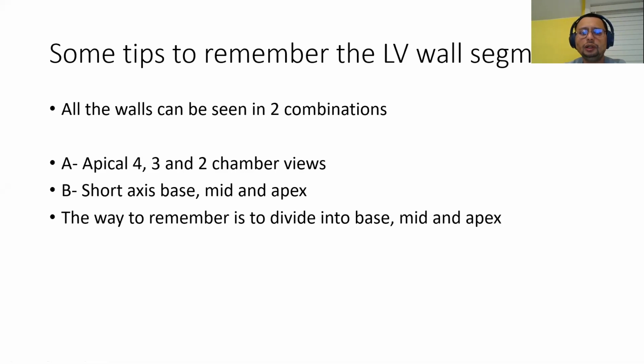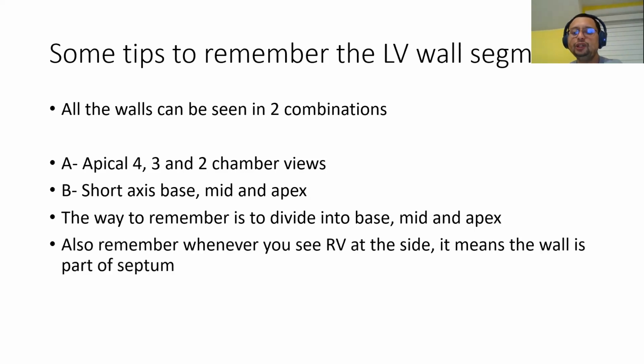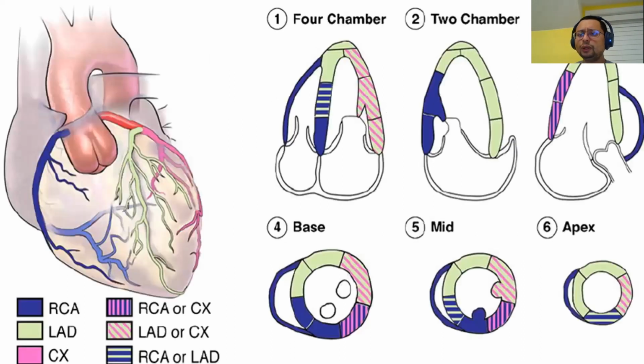So I will give you a tip. The way to remember, I think, number one: all the walls that you see in the left ventricle, you divide them into base, mid, and apex. They always will be either base, mid, or apex. Another tip is that whenever you see the right ventricle at the side of the left ventricle, the wall that divides the left ventricle and right ventricle is the septal wall. If you see the right ventricle at the side, the wall you are seeing is the septal wall.